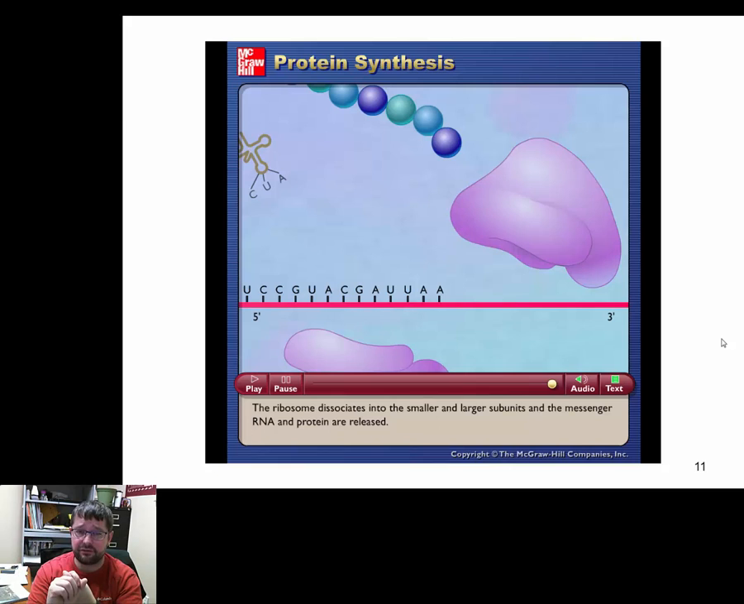The start codon is the same. The stop codons are the same. And the process works the same. This is really interesting because by knowing that this is how all proteins are synthesized, it gives us an idea of a system that hasn't changed in probably 1 billion years.